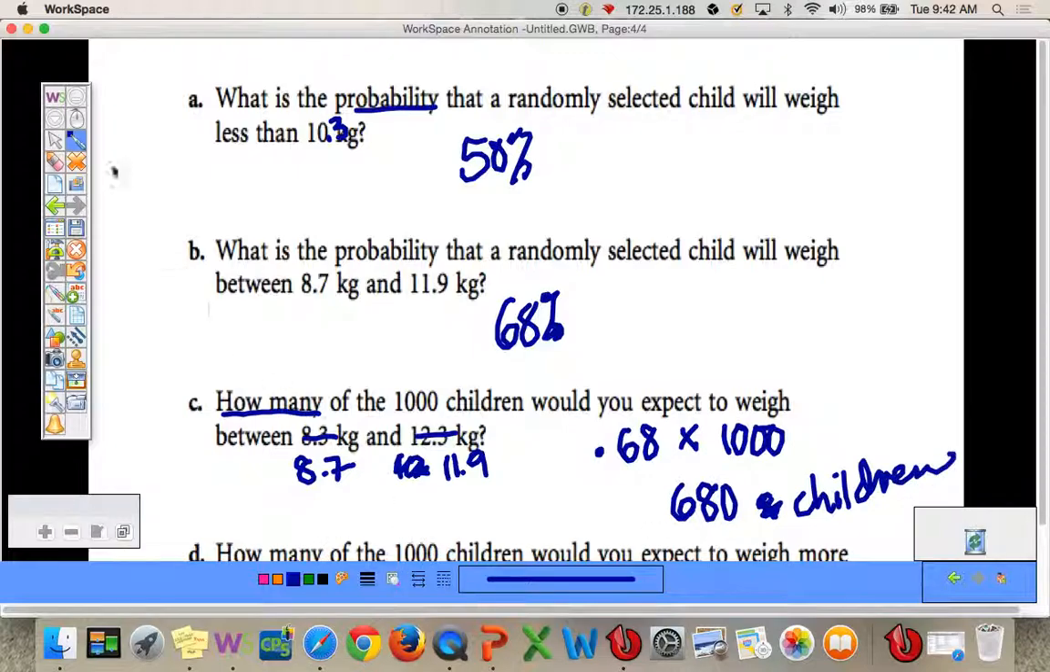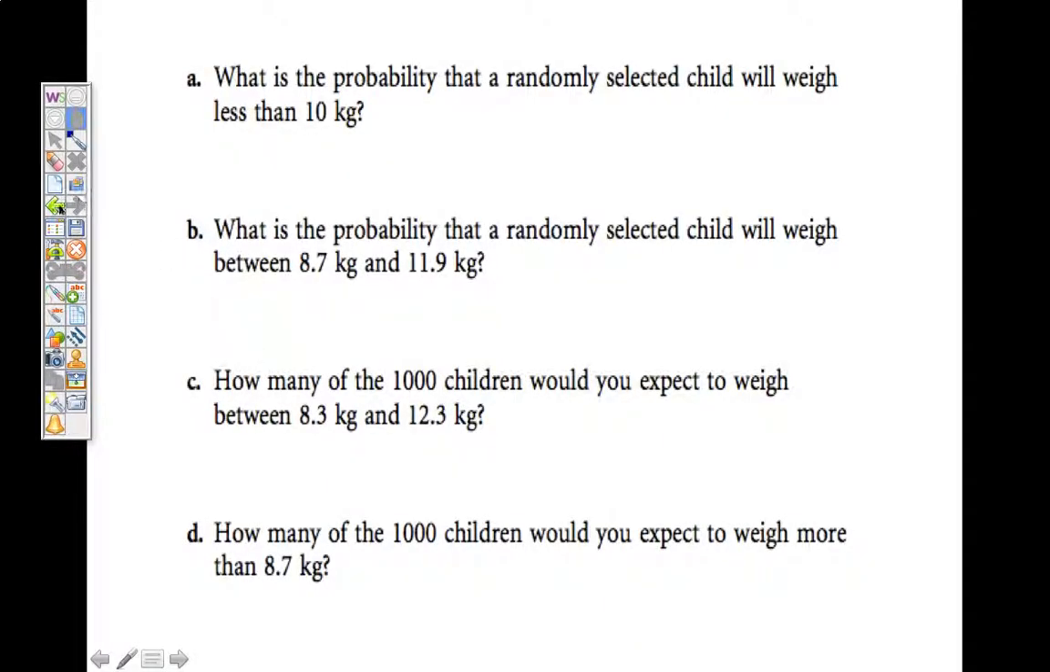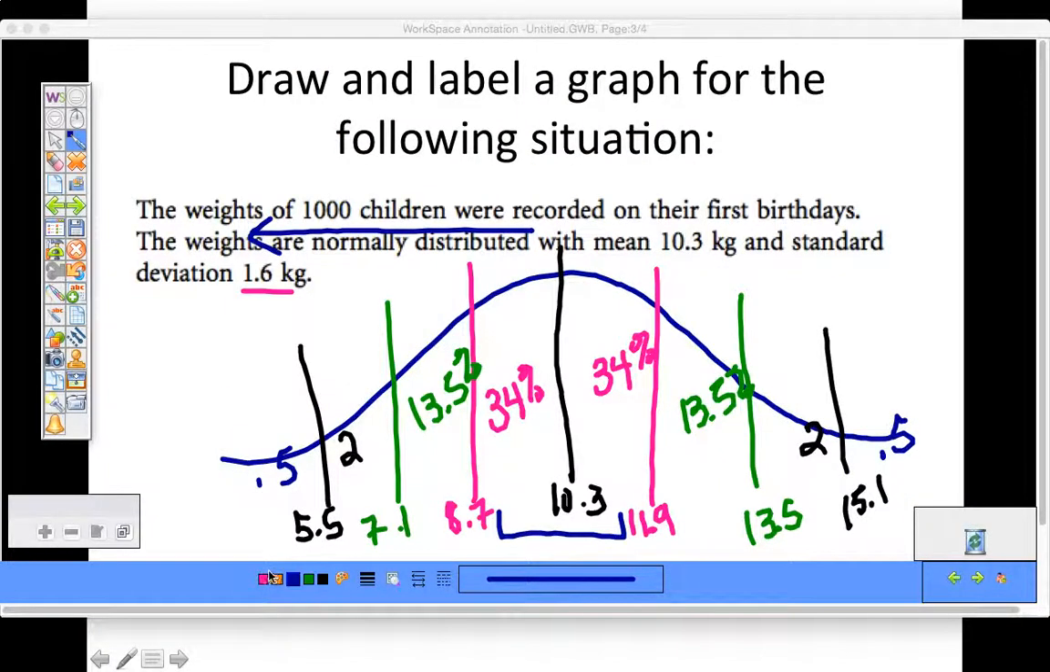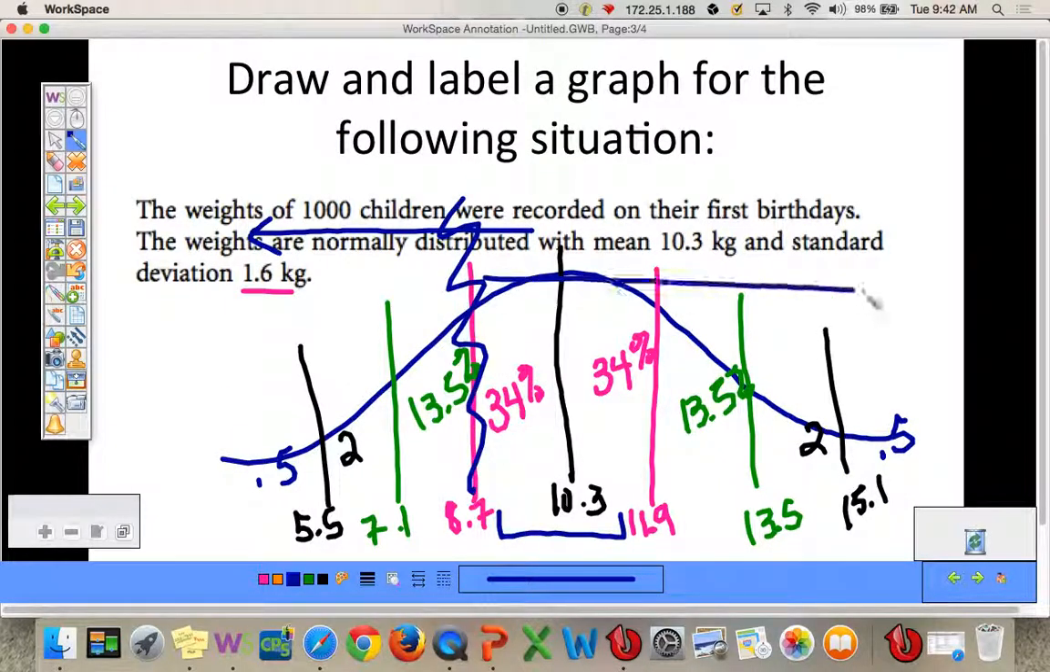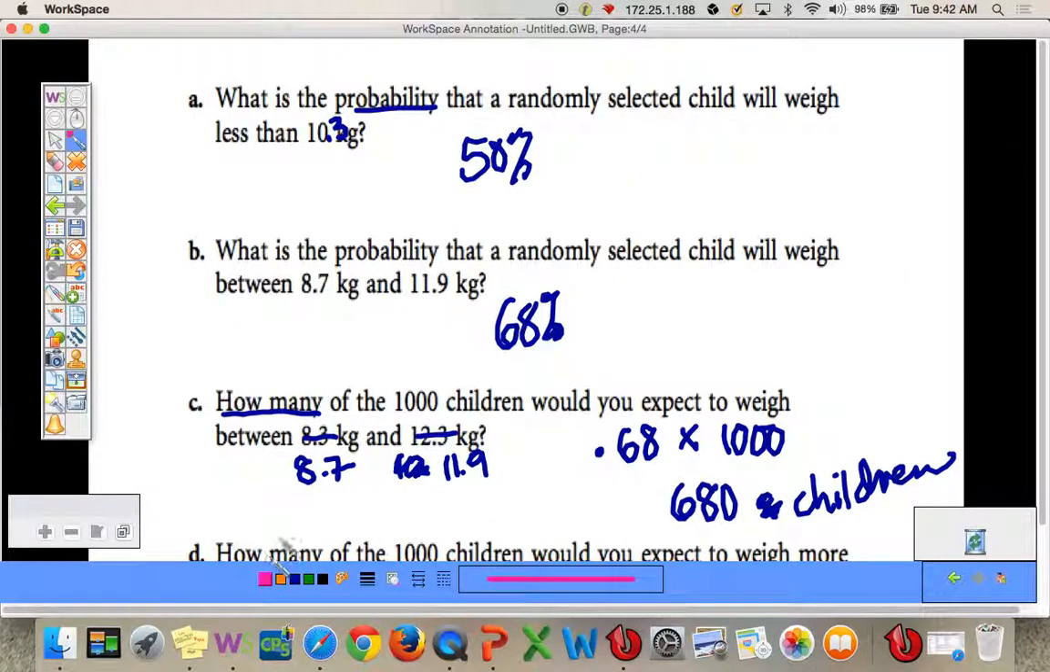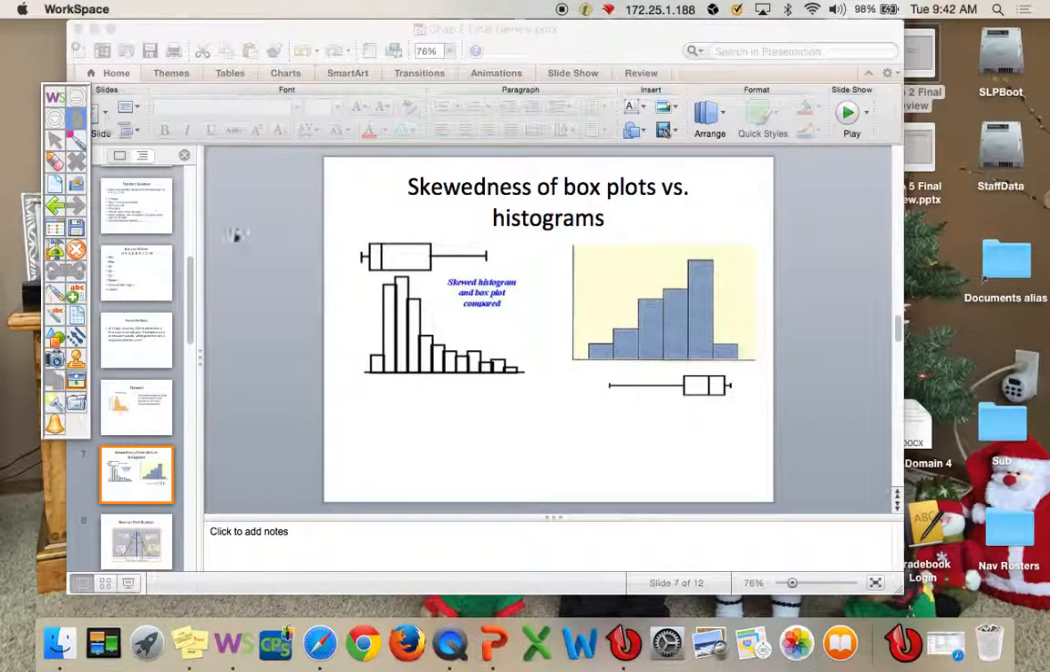How many of the 1,000 children would you expect to weigh more than 8.7 kilograms? All right, so here's 8.7. How many are more than that? So here's 50% plus 34%. So you have 50 plus 34. That's 84% of the children are right here. So how many means multiply. So 0.84 times 1,000. And that would be 840 children who would weigh more than 8.7 kilograms.